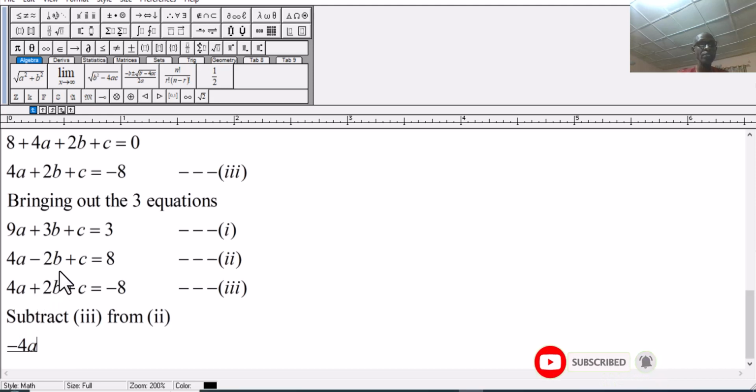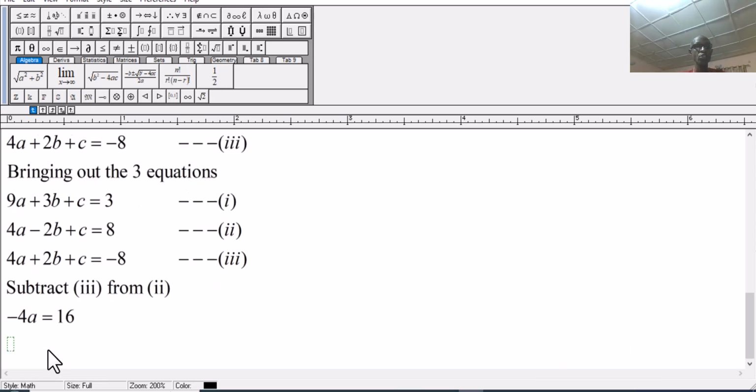So we are subtracting this. This one will go to 0. This will turn to 16. So we are equals to 16. That minus will change to plus. So our b, this will be b. Sorry, this will be b, not a. So our b is equals to minus 4. So we've gotten our b.